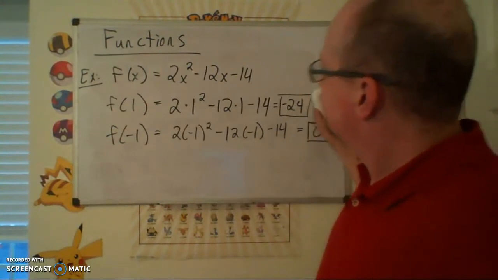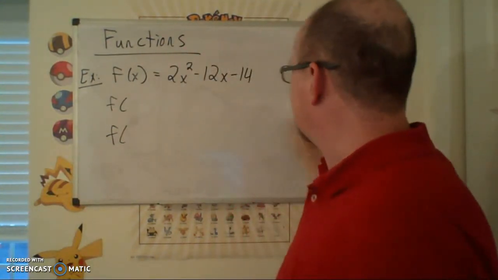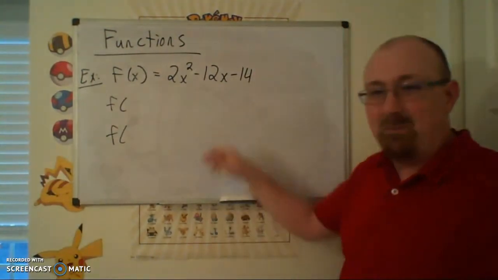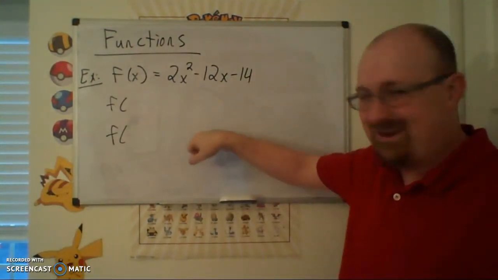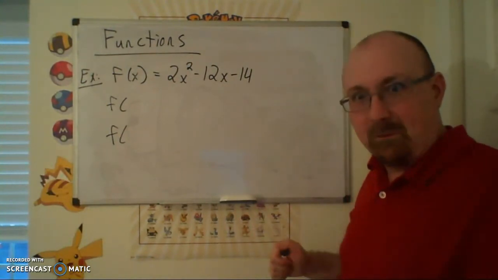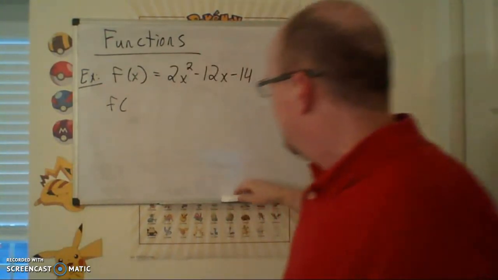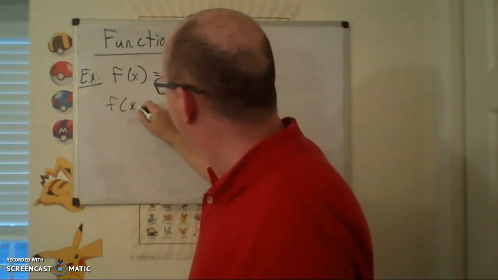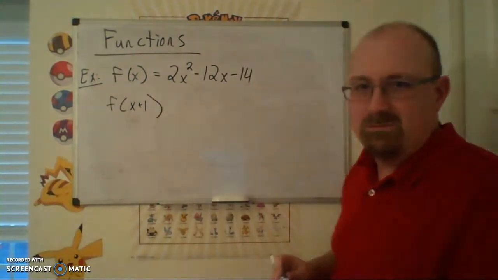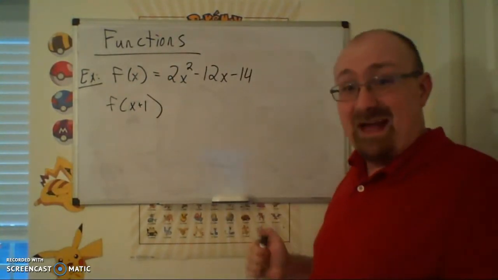Now, plugging in numbers is pretty straightforward. If there's any pitfall I would mention, be careful when you're plugging negative numbers in there. Make sure you're enclosing things in parentheses appropriately. Now, maybe a bit more of a stretch would be, what happens if we see something like f of x plus 1?